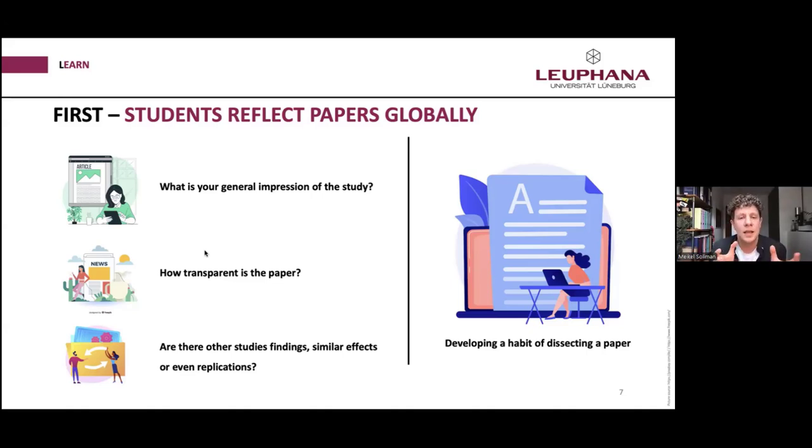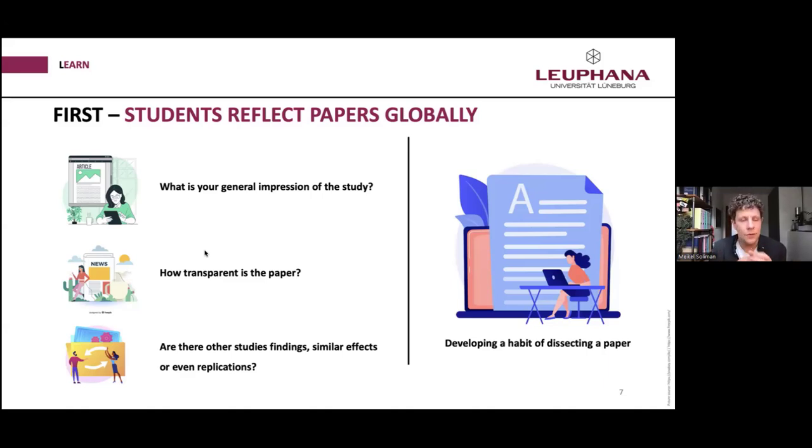And also relatedly, when they stumbled upon the papers themselves, whether they found studies that did something similar, finding similar effects, or whether they are actually direct or conceptual replications of the study that they are currently looking at. And based on these very broad questions, we discuss that article in class. So everyone has an opinion on the paper when he or she reads it. And the idea is that students can reflect on that paper and develop a habit of dissecting a paper.